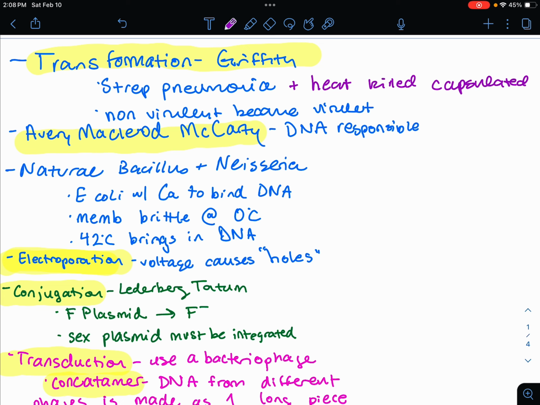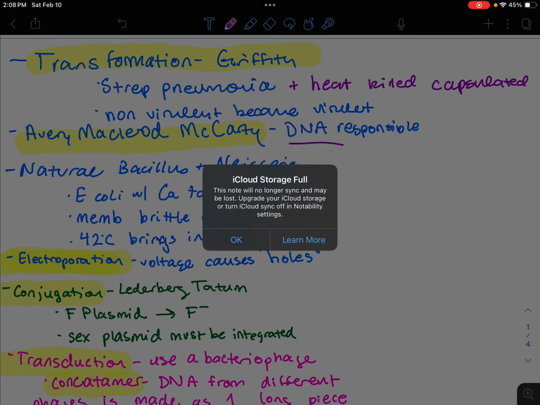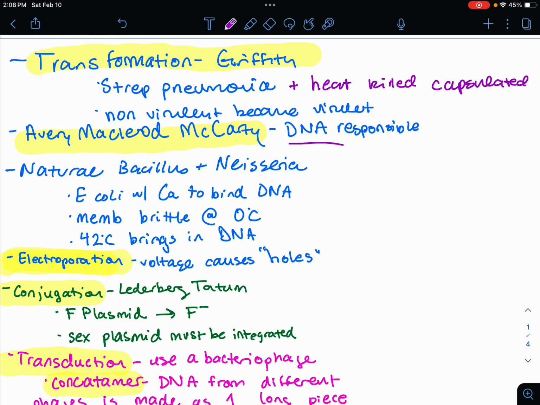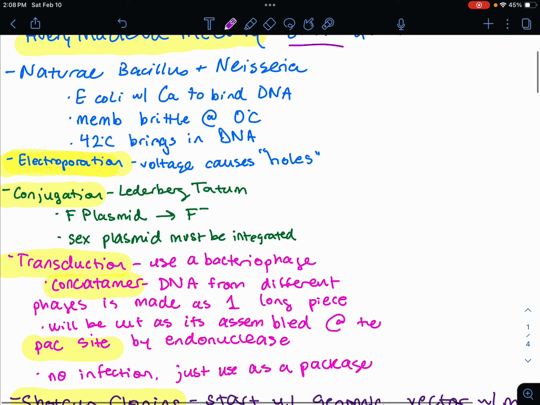Later on, Avery, MacLeod, and McCarty would use other experiments to find that DNA was responsible for that transformation. How could we use transformation? Well, it naturally occurs in the Bacillus and the Neisseria genus. So E. coli could be artificially transformed by this method.